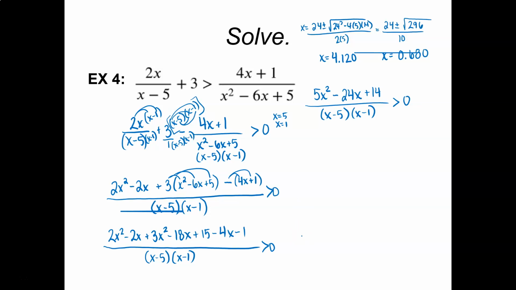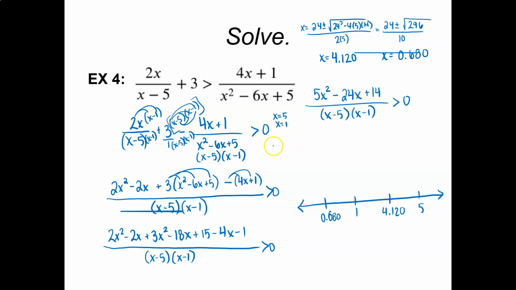Okay, so I just did 24 plus the square root of 296, hit enter, divide by 10. Yeah, and then 24 minus square root of 296, hit enter, divide by 10 here. So we put this on a number line. We got 0.680 would be first. Then we would have 1. Then we would have the 4.120, and then we would have the 5.